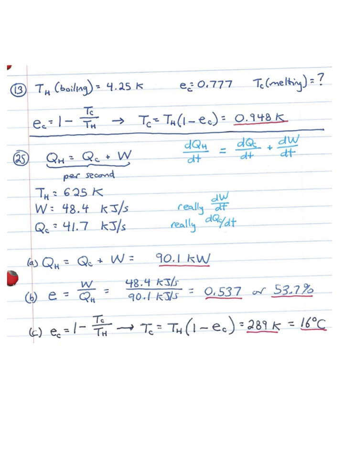It says a reversible Carnot engine operating between helium's melting point and its 4.25 Kelvin boiling point has an efficiency of 77.7%. What is the melting point? All right, so we use the equation for Carnot engine efficiency. Right here, efficiency is 1 minus cold temperature divided by hot temperature. And we see the hot temperature, the melting point of helium is 4.25 Kelvin. I'm sorry, the boiling point of helium.